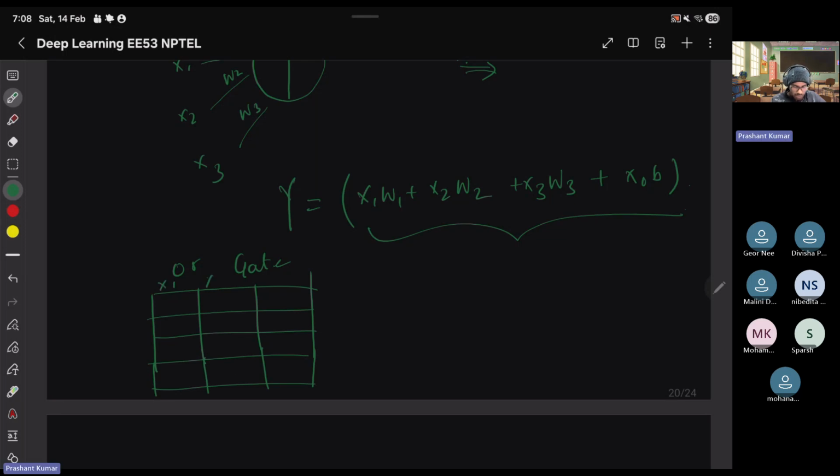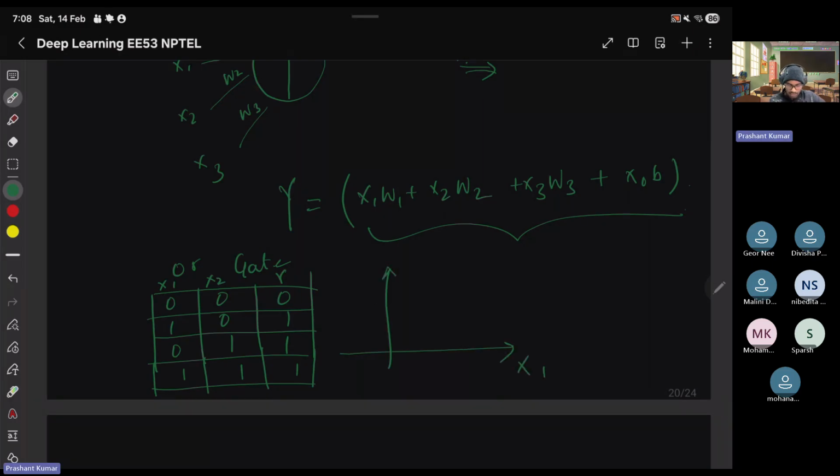It has two inputs, x1 and x2, and the output is y. If it takes 0 and 0, the output is 0. If it takes 1 and 0, the output is 1. If it is 0 and 1, the output is 1. If it is 1 and 1, the output is 1. Right? Now let's write.